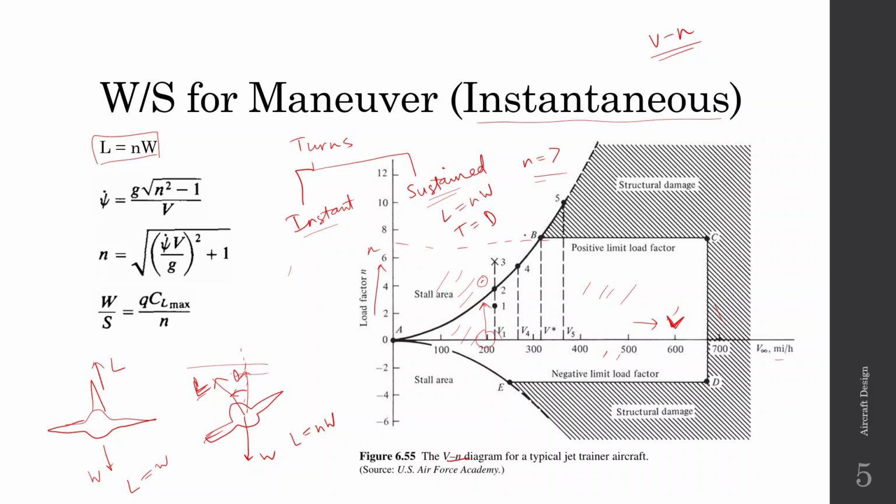If you want to take the tightest possible turn, at the sharpest rate, then we have to fly at the maximum possible load factor. This is that point, the point marked by B. Here we have the highest possible load factor which is still safe to fly at, and the velocity corresponding to this is known as the corner velocity. In this figure, V star is the corner velocity.